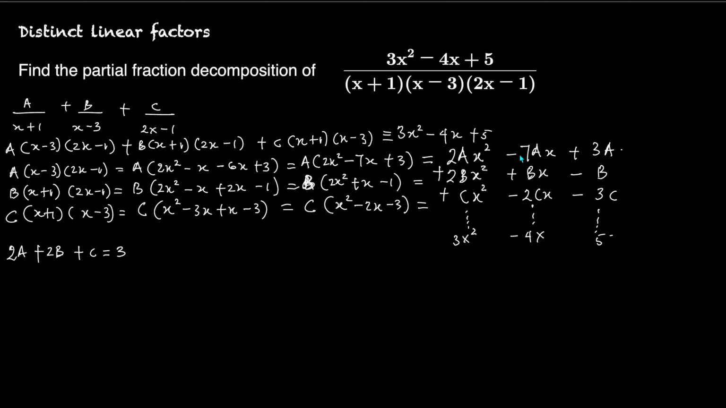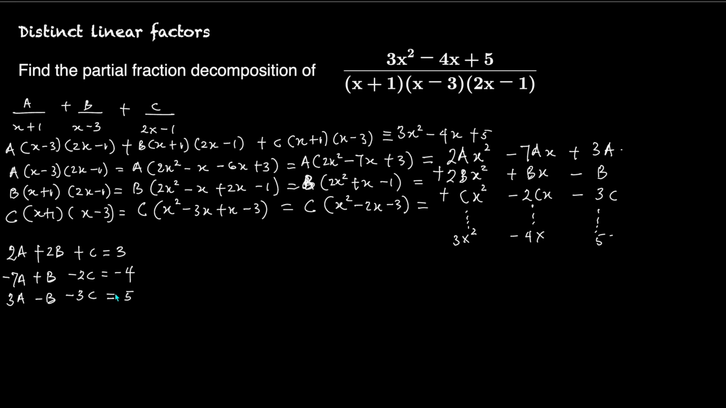And for this, we have negative 7a, b, and then negative 2c. So we have negative 7a plus b minus 2c equals negative 4. And lastly, we have 3a minus b minus 3c equals 5. So we're going to try to solve this. This is a three-equation system, and we'll have to first reduce it to a two-equation system, then one equation, which is linear, and then we solve it.